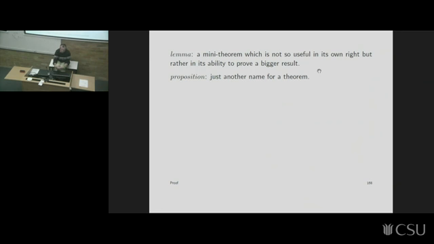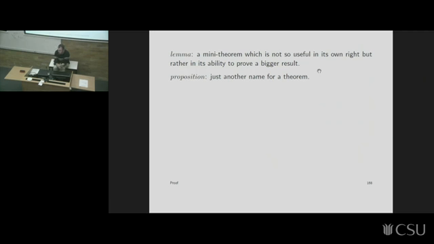An example is Euclid's lemma. Euclid's lemma states that if a prime number divides a product, then the prime number divides at least one of those things that form the product up. That's Euclid's lemma. And you go, okay, so that's a result.